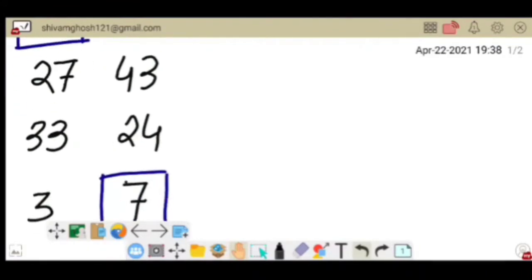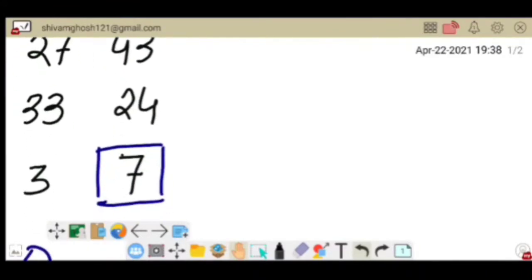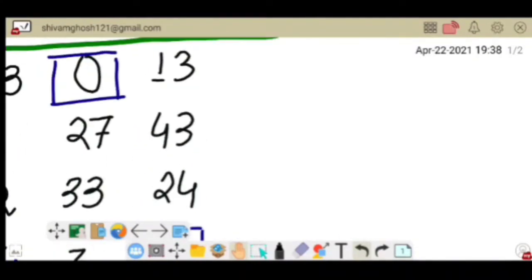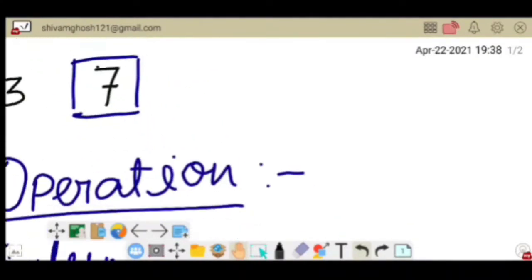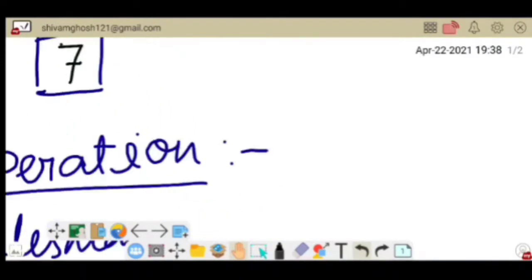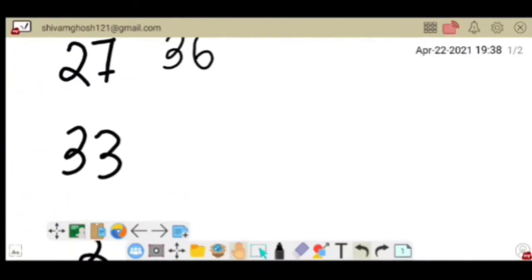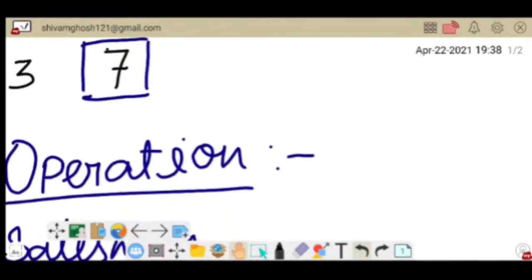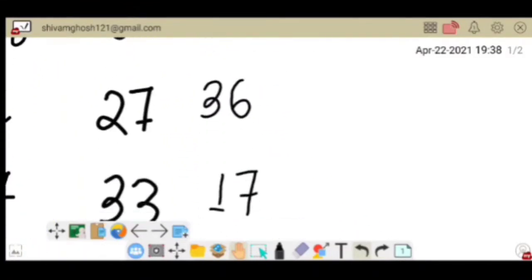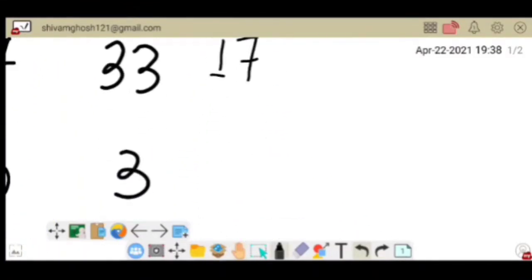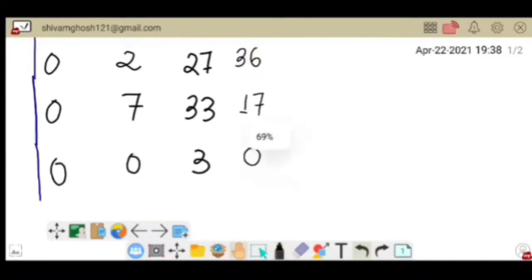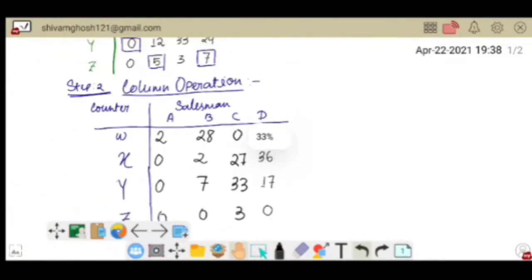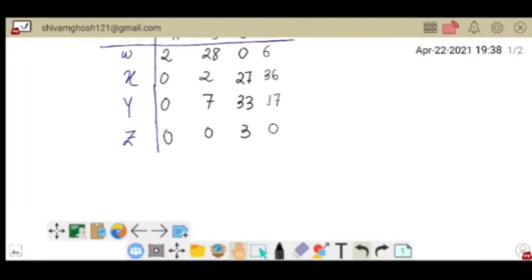In the next one, 24, we deduct 7 from 24, so the answer will be 17. And now we deduct 7 from 7, so the answer will be 0. So here you can see in step 2, the column operation, the new matrix has been created.